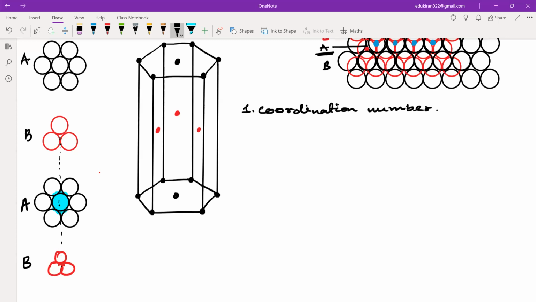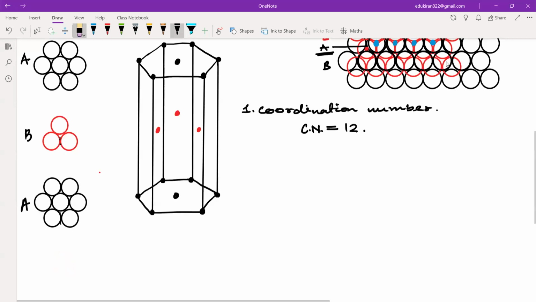So we have in the same layer 6 atoms. In the layer above we have 3 atoms. In the layer below we have 3 atoms. So in total, this black atom is touching how many atoms? 12 atoms. Very good. So the coordination number is going to be 12. Okay. So let me erase these parts.